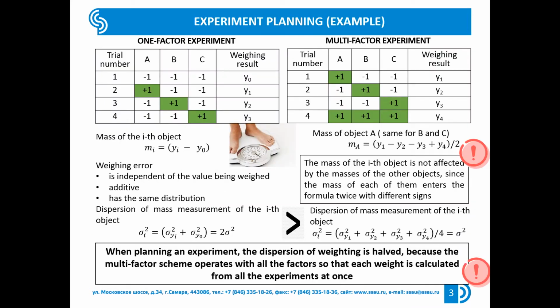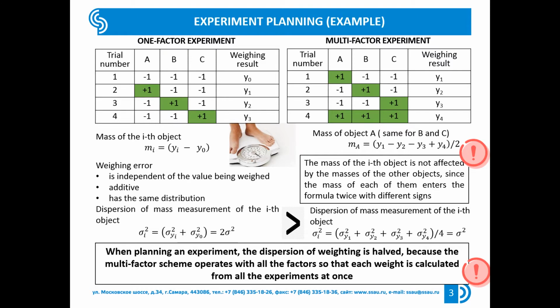To illustrate some of these points, consider an example of a good and a bad experiment. Consider the example of weighing 3 objects, A, B, and C on scales. The first approach involves an empty weighing to determine the 0 point of the scales, and then sequentially weighing each of the samples. This is an example of a traditional one-factor experiment. Here, the researcher studies the response to the behavior of each factor separately.